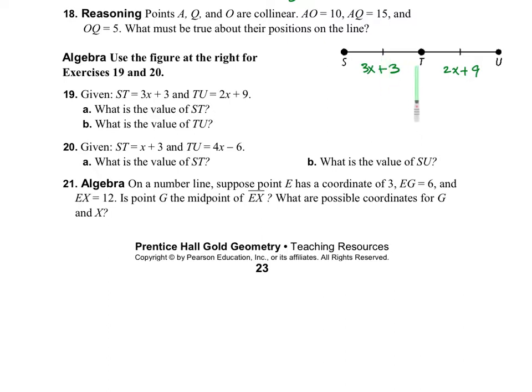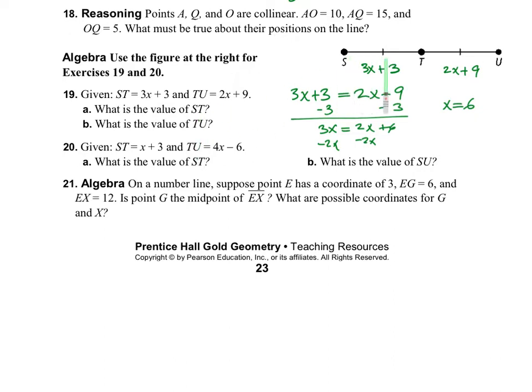This little symbol right here means that these two segments are congruent. So T is the midpoint of segment SU. So if this segment is congruent to that one, that means that the measurements 3x plus 3 and 2x plus 9 are equal to each other, right? So I'm just solving this equation, minus 3. So 3x equals 2x plus 6, minus 2x, so x equals 6.